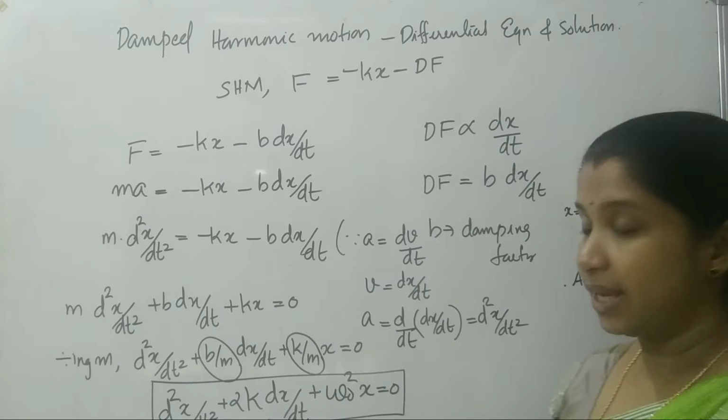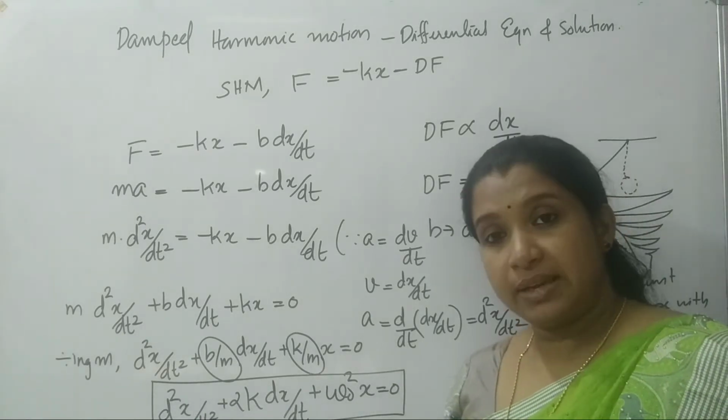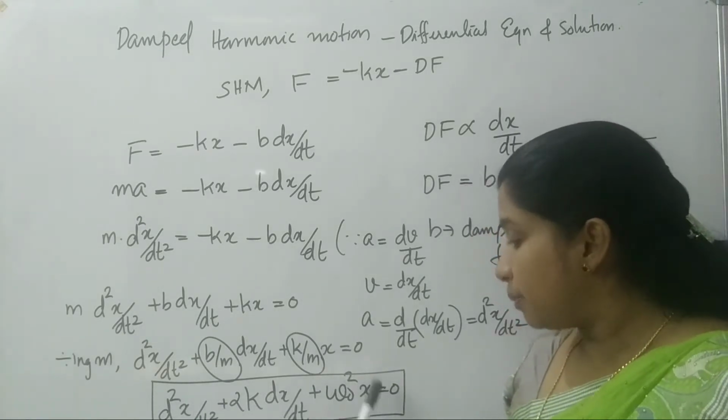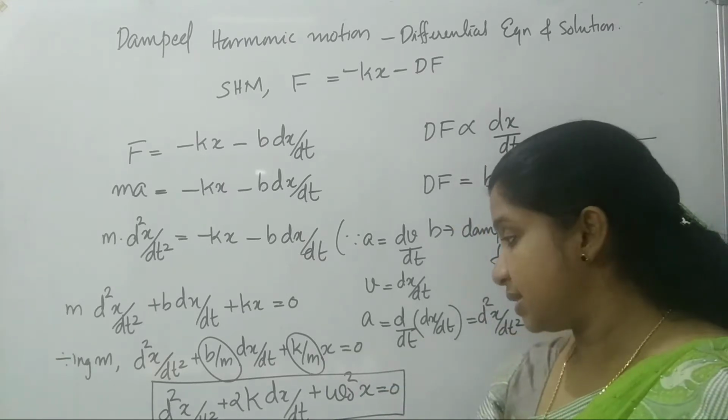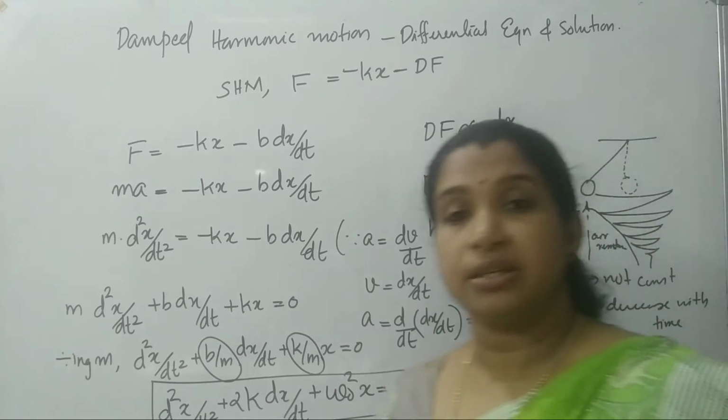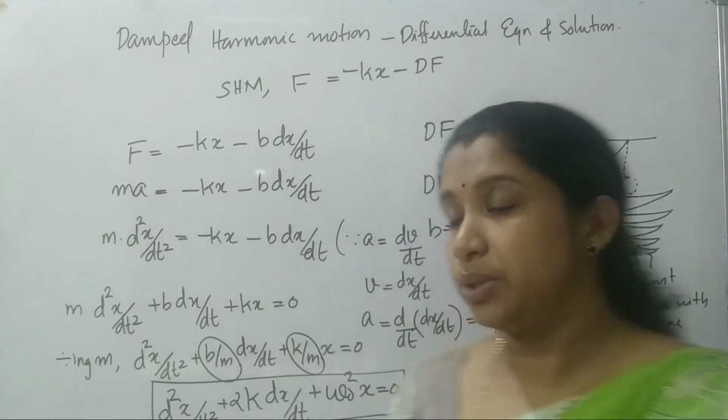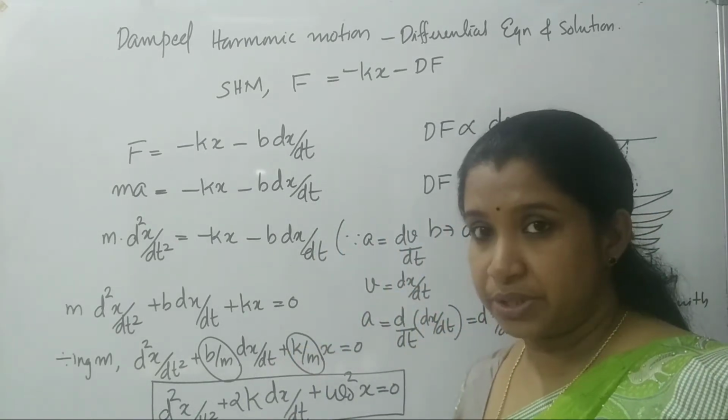But from here we can state that x is continuously varying with respect to time. The motion depends on two constants, 2k and omega 0 square. This is a second order differential equation in terms of x. So we have to find out the solution of this differential equation.